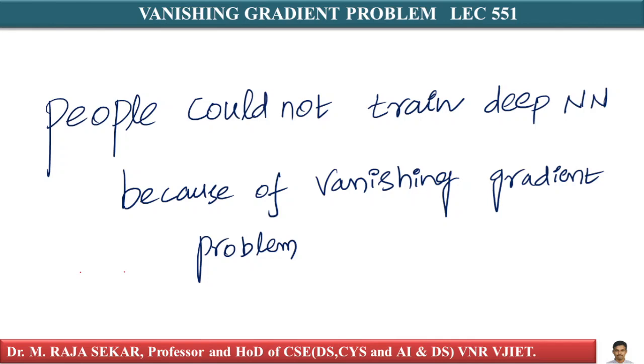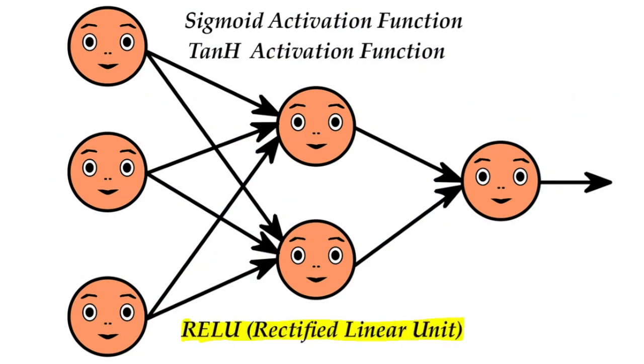Remember, one of the biggest reasons for vanishing gradient problem is the sigmoid activation function or tan h activation function. The whole reason the ReLU activation function was discovered or created is to get rid of the vanishing gradient problem. We will discuss ReLU activation in the next few videos in a lot of detail.